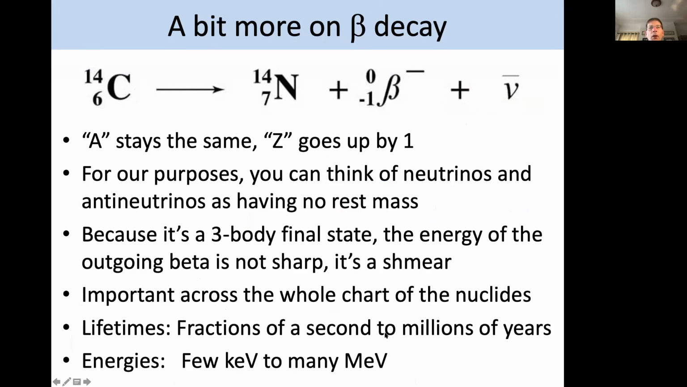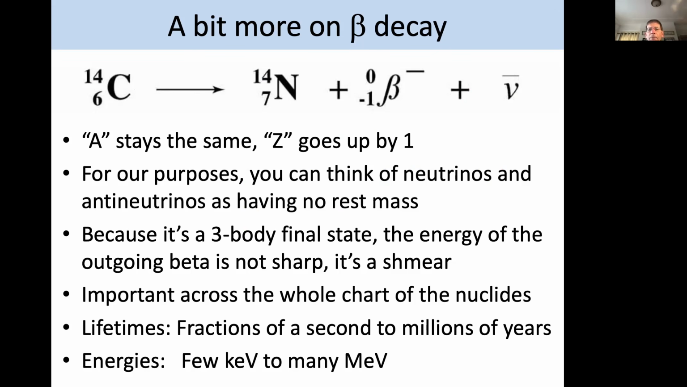Okay, now what about beta decay? Again, this goes from fractions of seconds to millions of years or longer. It's important across the whole chart of the nuclei, and the energies can be anything up to a few MeV, but as low as a keV. In the case of tritium, I think the endpoint energy is 18.6 keV. But you do find some beta emitters which give off very, very hard betas as well.